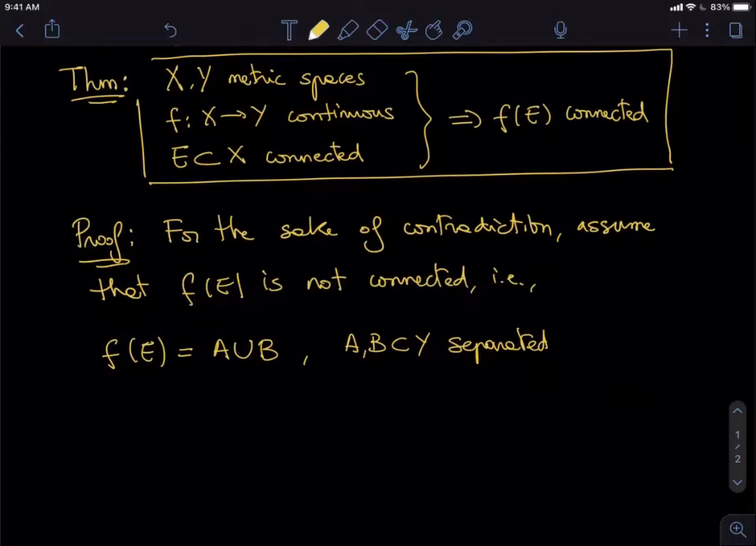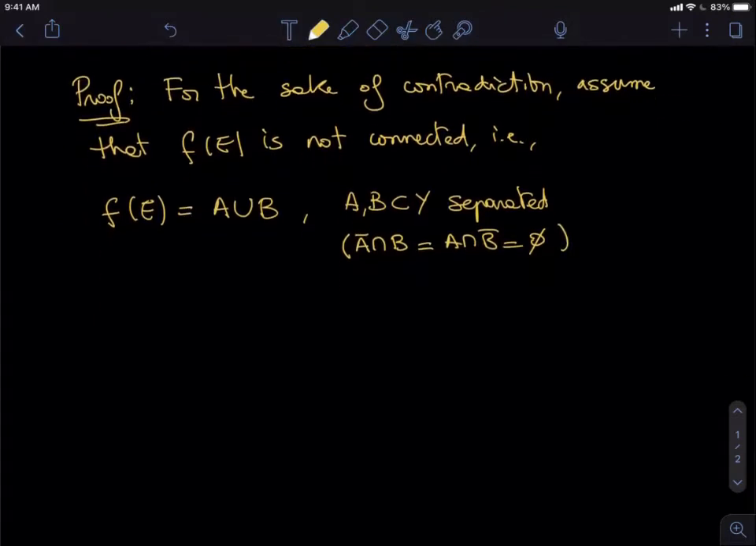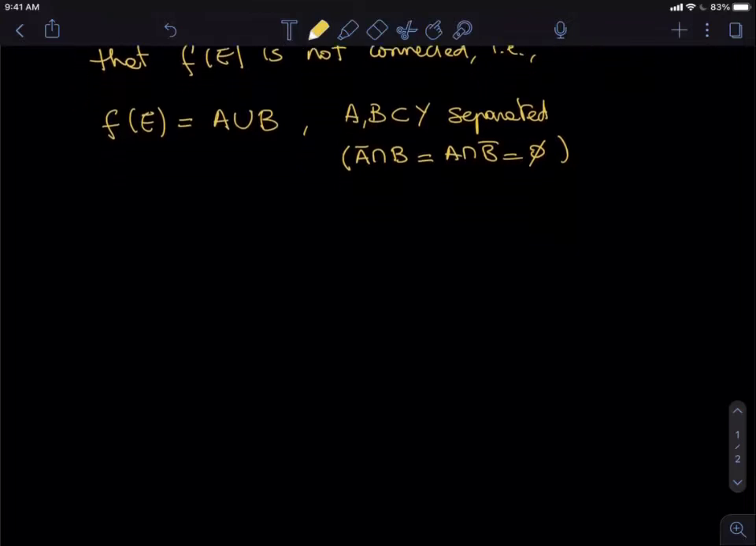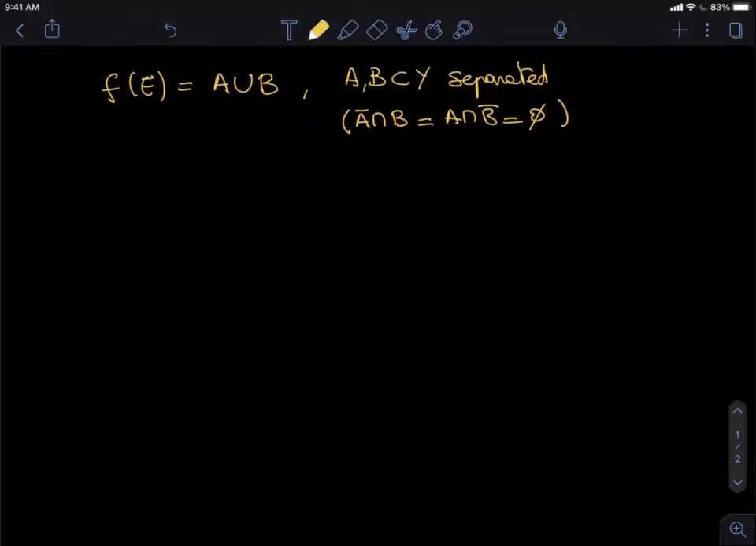And remember, separated meant that the intersection of the closure of A with B and the closure of B with A is in both cases the empty set. So here we have a continuous function, and continuous functions go well with taking inverse images. We have used that a lot in the proofs, so we will use that again.